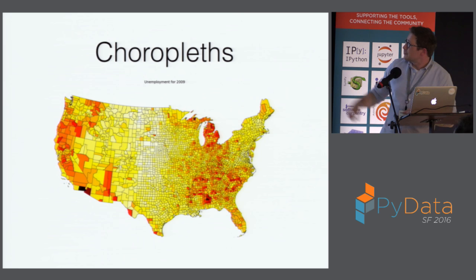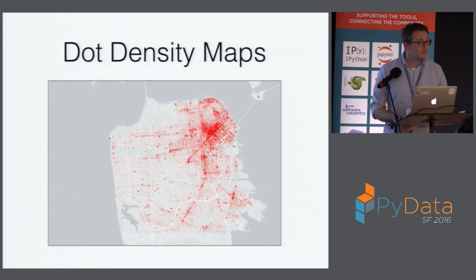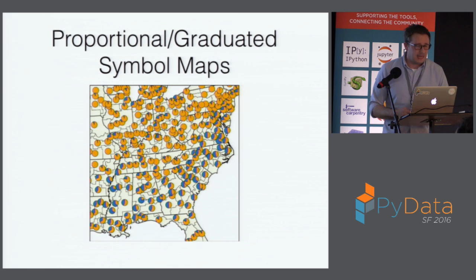So here's an example of a choropleth, and what that does is basically show data based on area. Dot density maps, we saw one earlier, that is the John Snow example. And we'll actually see how to create both of these, that's why I'm skimming past them really quickly here. A proportional slash graduated symbol map. This is similar to the choropleth map, but the nice thing about this is that you could change, say, the size of the symbol inside based on the data that it's representing.